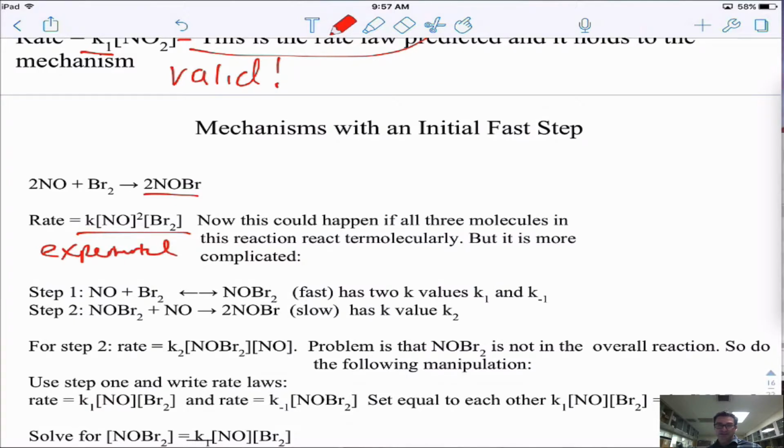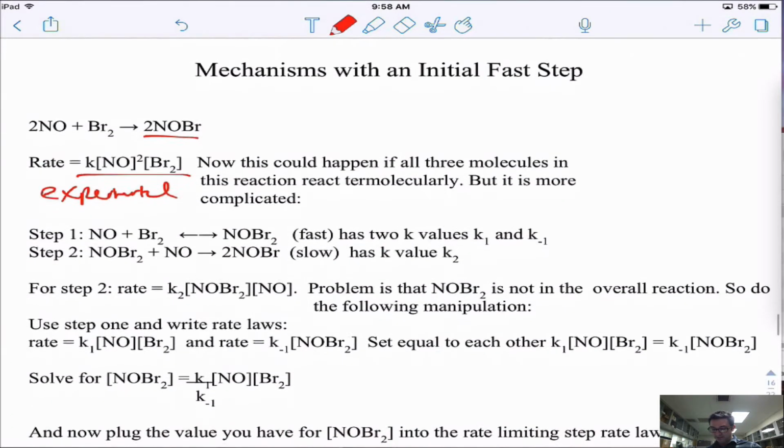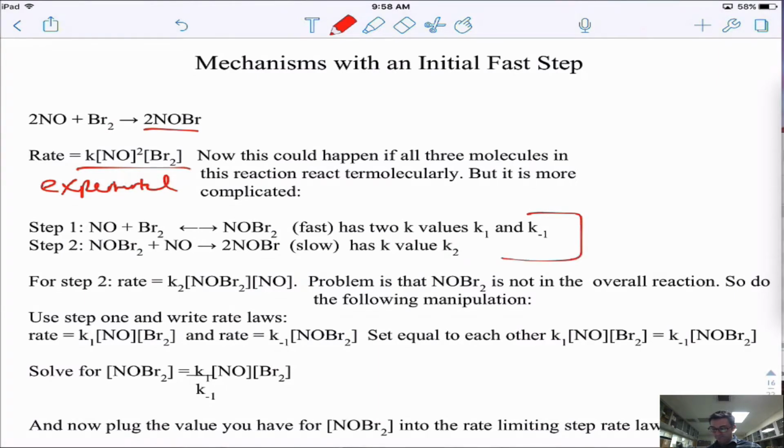Now this could happen through a one-step mechanism where all 3 react, but that's really rare. So we're going to have a mechanism that we come up with, and the mechanism that we come up with looks like this. This is my proposed mechanism. Now notice here the slow step is second. So I can write a rate law for that and see if it matches my experimental.